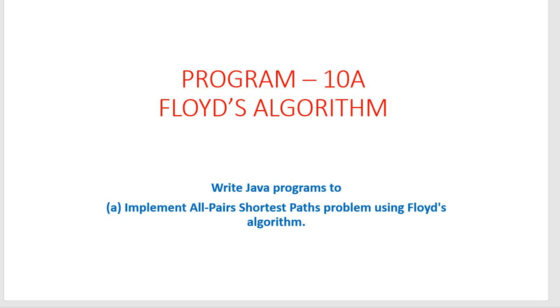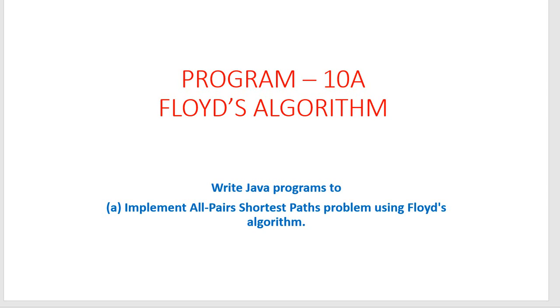Now I'm going to explain the 10th program, that is 10A, Floyd's algorithm. Write a Java program to implement the all pairs shortest paths problem using Floyd's algorithm. As we already discussed, Floyd's algorithm is used to find the shortest path between every pair of vertices, and the input for this algorithm is the cost adjacency matrix and the output is the shortest distance matrix.